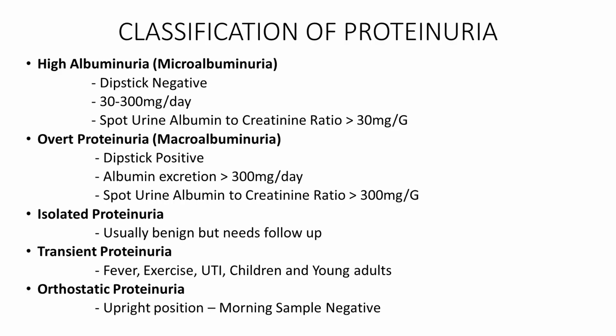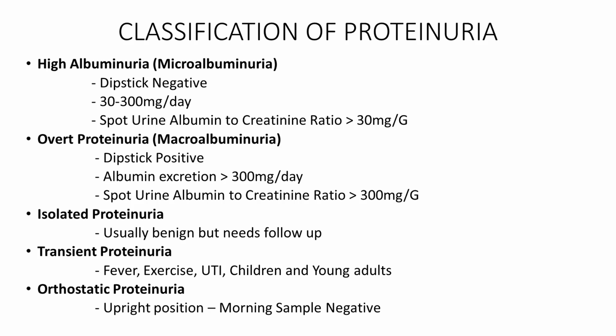Now, what are the different types of proteinuria? One is called high albuminuria or microalbuminuria. Microalbuminuria cannot be detected by dipstick. It is dipstick negative. For this, you need to do a special test, which is called test for microalbumin, quite expensive. Normally, 30 to 300 milligram per day. Microalbuminuria ranges from 30, anything which is more than 30 milligram is microalbuminuria. And the spot urine albumin creatinine ratio is more than 30 milligram per gram of creatinine.